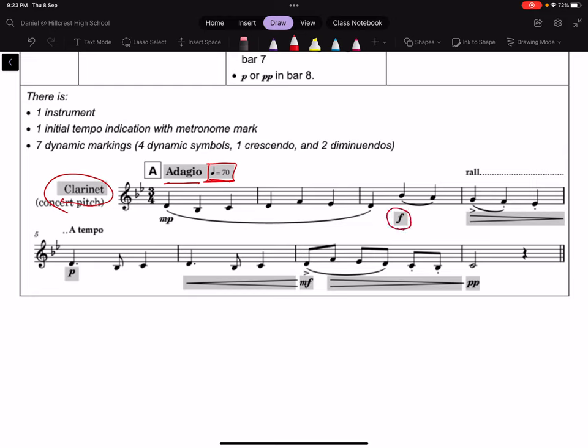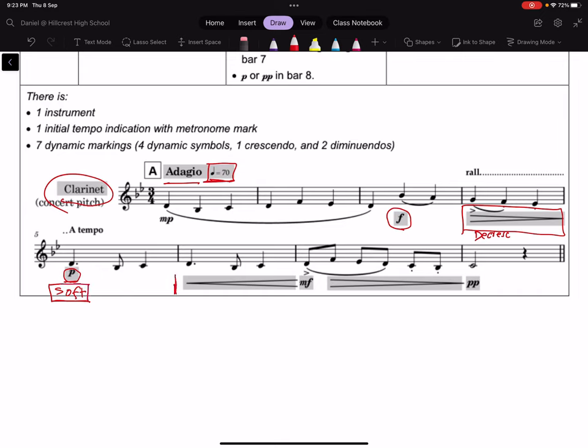So forte, there's your decrescendo. So you could have actually put decrescendo. Then we went to piano, which means soft. If you don't know the English, the Italian version, or the symbol, you must put something in English.